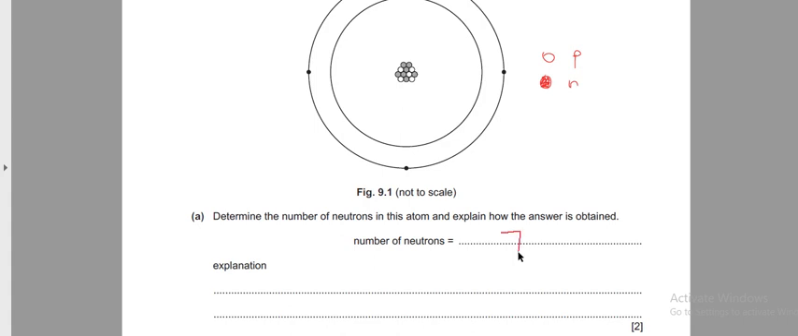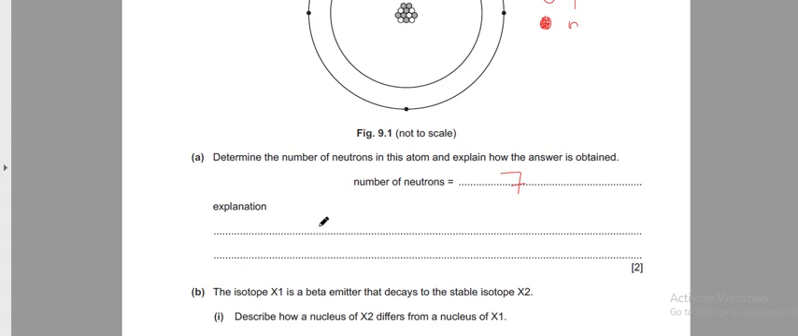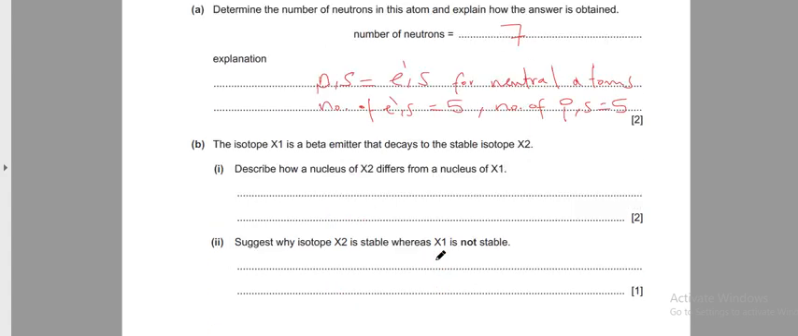It will be 7, and the explanation is that the number of protons equals the number of electrons for neutral atoms, and the number of electrons equals 5, so the number of protons equals 5 and the number of neutrons equals 7.